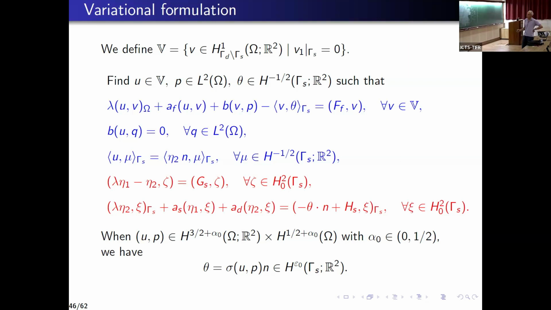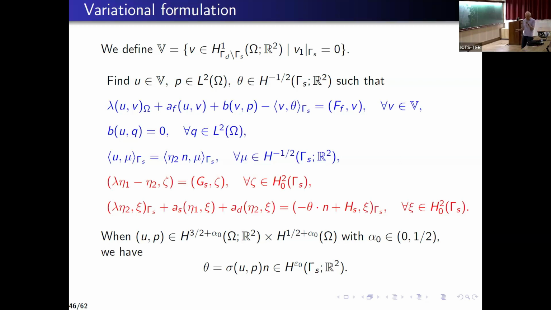It means I write this and I take some multiplier here in the dual space, and because I take this in a weak form, I have to introduce the corresponding Lagrange multiplier theta in the fluid equation. And when the solution is regular, theta is nothing else than the stress tensor at the boundary. Okay, this is a classical formulation for the Stokes equation. This is the formulation for the beam equation.